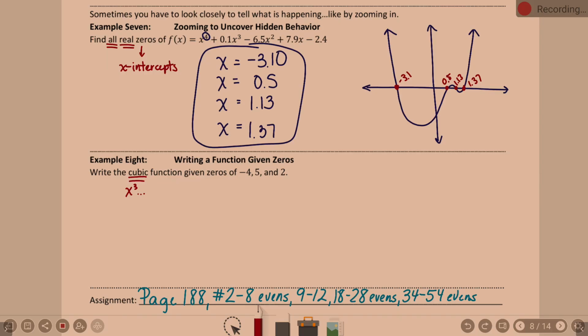How can I write a function? It's going to be a cubic function. So it's going to have the highest power of x to the third with zeros of negative 4, 5, and 2.